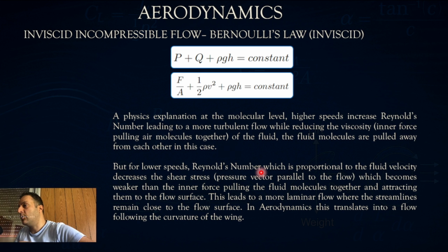But for lower speeds, Reynolds number, which is proportional to the fluid's velocity, decreases. So the shear stress, which is the pressure vector parallel to the flow, becomes weaker than the inner force pulling the fluid molecules together. Then the inner force, the inner friction of the fluid molecules identified by viscosity, pulls these molecules together, attracting them to the flow surface. This leads to a more laminar flow where the streamlines remain close to the flow surface. In aerodynamics, this translates into a flow following the curvature of the wing. This is what we mean by a laminar flow.